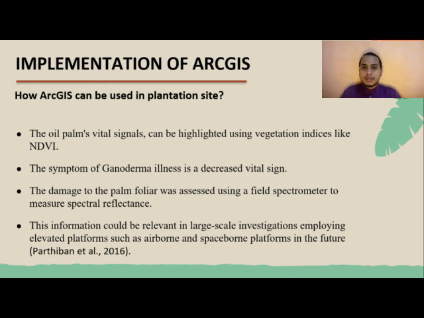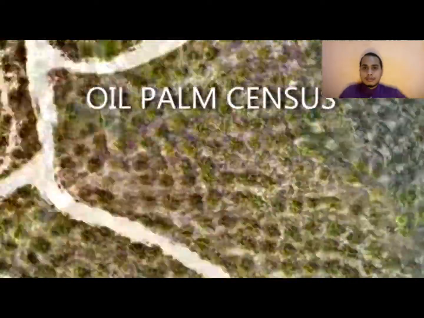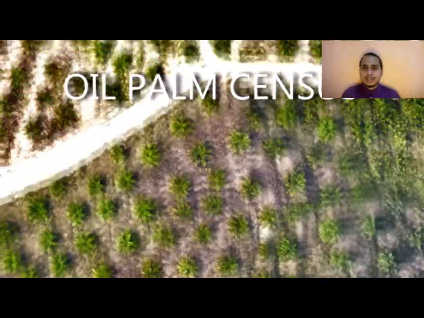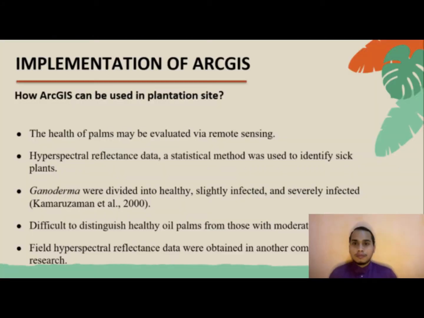The health of palms may be evaluated via remote sensing, which allows for early detection of illness or pest infestation based on symptoms in a particular location. Based on hyperspectral reflectance data, a statistical method was used to identify the plants. All palms infected with Ganoderma were divided into healthy, slightly infected, and severely infected. It is more difficult to distinguish healthy oil palm from those with moderate symptoms based on the reflectance pattern of palm leaves than when the disease is severe.